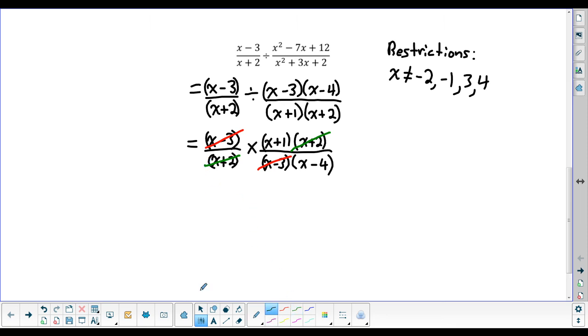And lastly, we'll just state what's left. So x plus 1 over x minus 4. And that is simplifying rational functions, stating restrictions when we have division and multiplication.